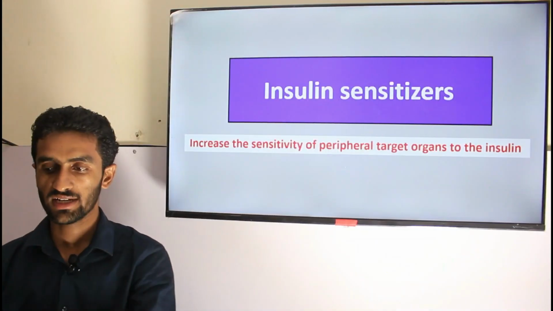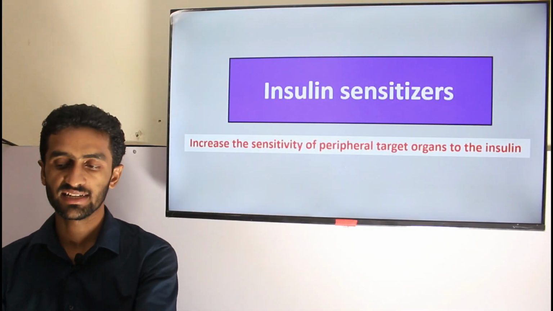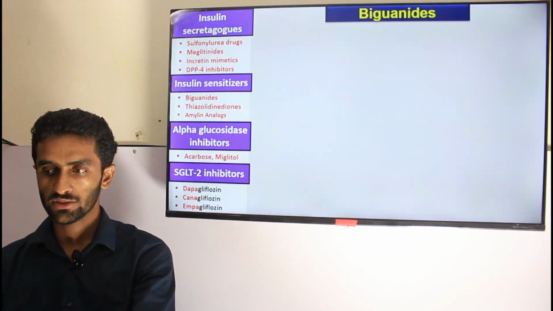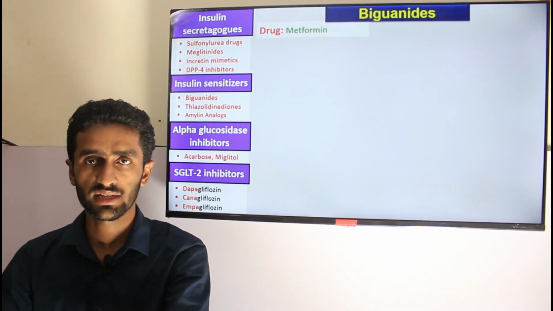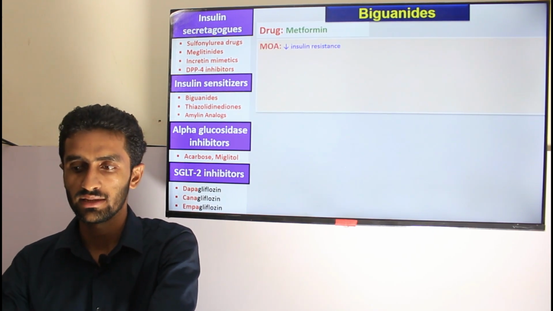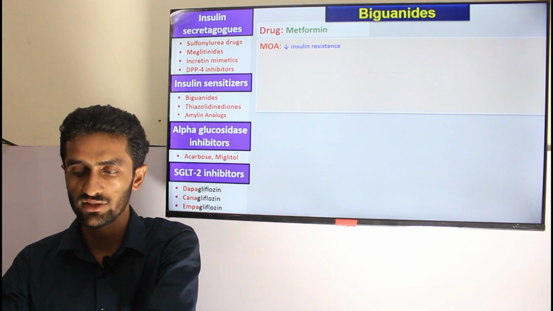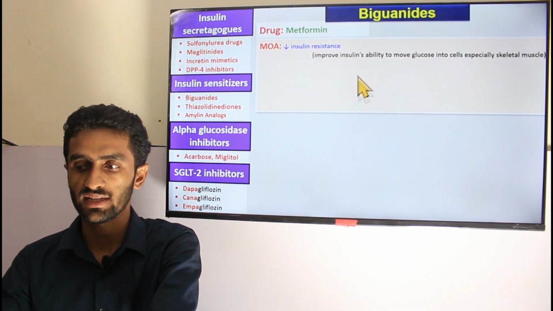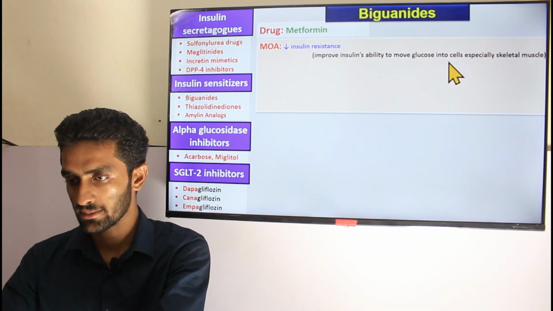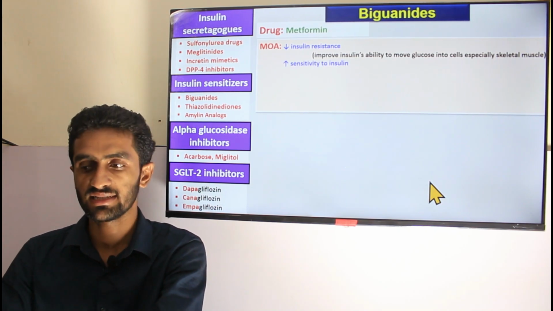Now let's look at the insulin sensitizers, which increase the sensitivity of the peripheral target organs toward insulin. In the beginners, the only important drug is metformin, which decreases insulin resistance by improving insulin's ability to move glucose into the cell, especially in the skeletal muscle, and increasing the sensitivity of insulin. How?